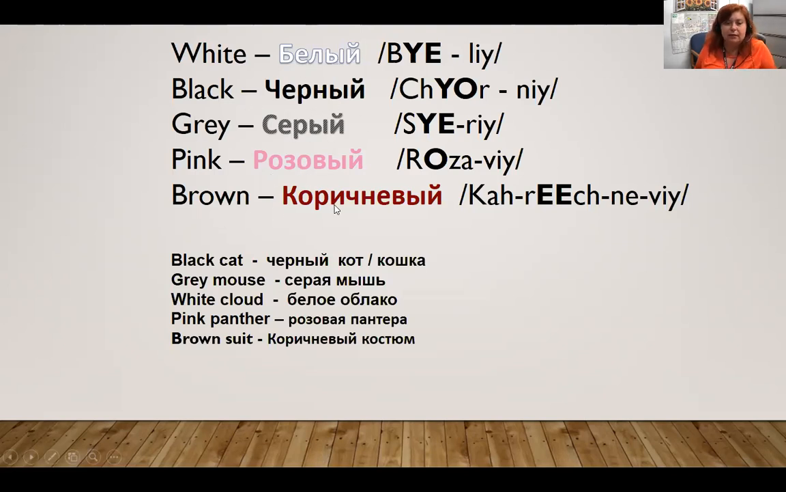In Russian, this is a complete sentence: черный кот, black cat. Черный кот or черная кошка. Remember the genders of the nouns. Кот can be a male cat, therefore he is masculine, and the word черный goes together with the word кот. And кошка is a female cat, so we will say черная кошка.